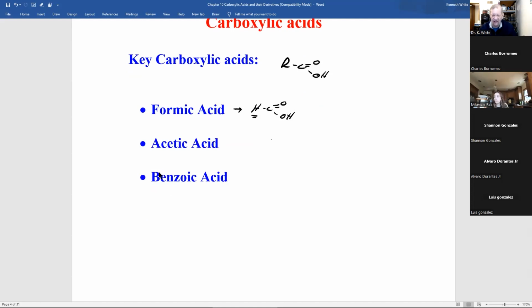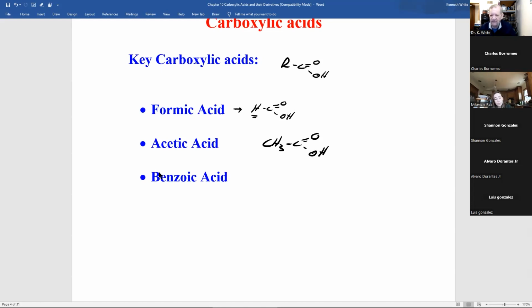Now, acetic acid has this structure when R is methyl. Nobody calls this by the IUPAC name ethanoic acid. Guess what? I would bet almost all of you have acetic acid in your house, where you live. No, I don't. I'd know if I had an organic molecule of acetic acid.